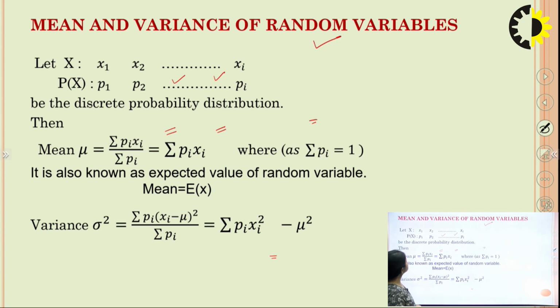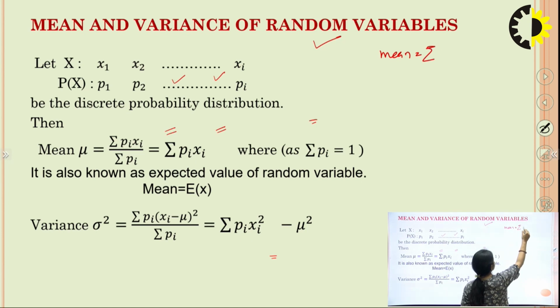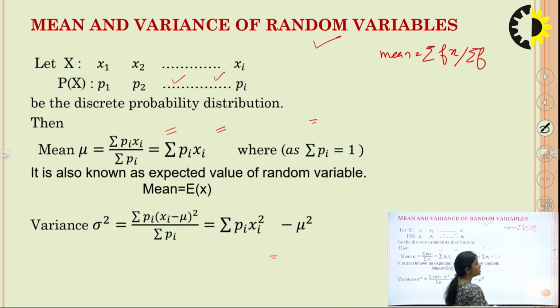Next, I am going to discuss the mean and variance of the probability distribution of a random variable. If we have a probability distribution of a random variable, then we can find the corresponding mean and variance. See how? You must know that for a frequency distribution, the mean is given by summation fx upon summation f, where f is the corresponding frequencies.